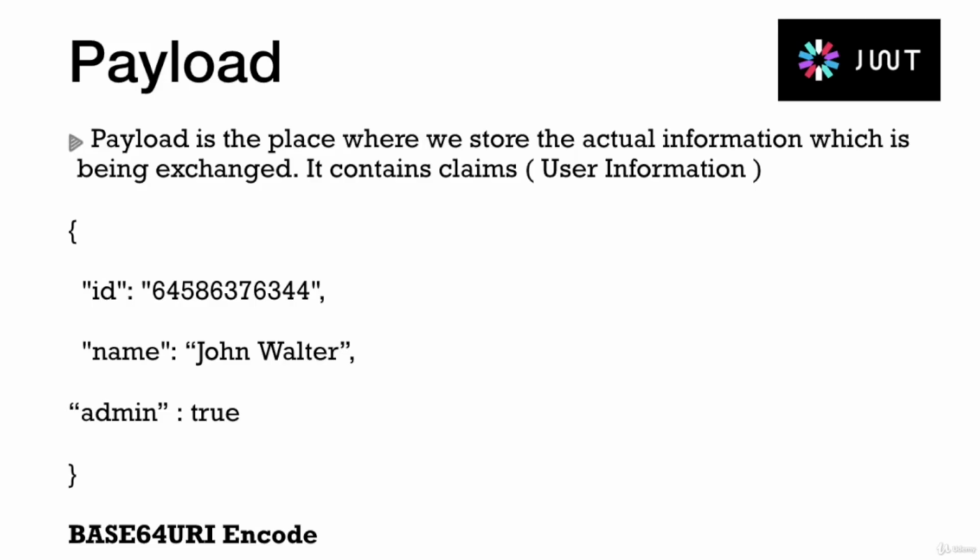Second is the payload. The payload is the place where we store the information we want to send to the other body. That means we can also say the payload is the place where we store the actual information being exchanged. It also contains claims. When we say claims, that means it contains the user information as well, like ID, name, or some other permissions. This is also a JSON object and this will also be base64 encoded.